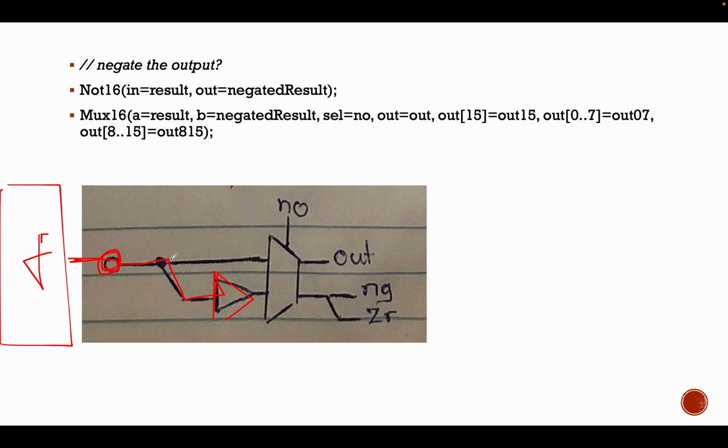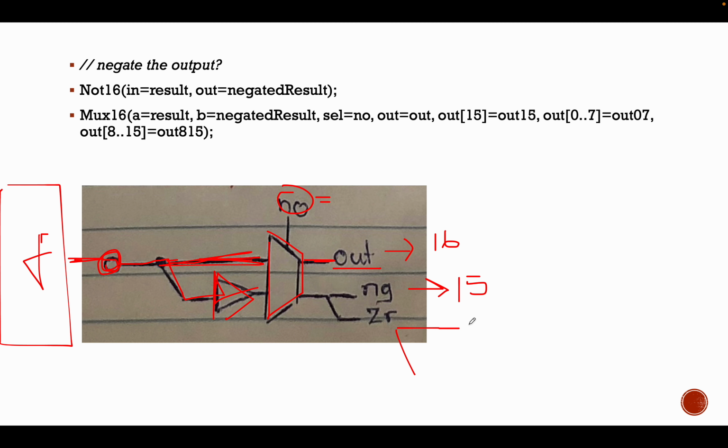Otherwise, if NO is false, then we don't do anything, we just take that result and output it. So again, we're going to use a multiplexer for the selection, and the output is a 16-bit output, whereas the NG is a 1-bit output, which is bit number 15, and ZOR will be divided into two.